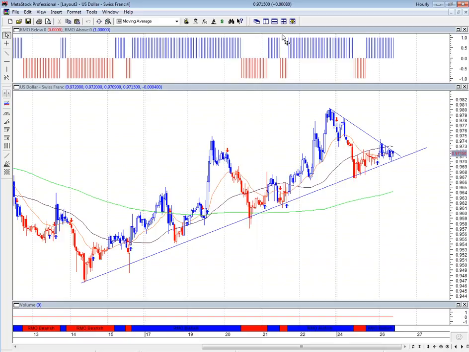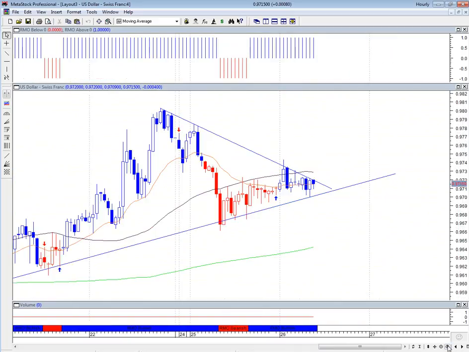So have a look and then wait and see the next couple of hours. If it can break above the 50, that would confirm more upside movement. If it fails to do so, we would see a possible turn to the downside. Okay, so that's how it stands at the moment.